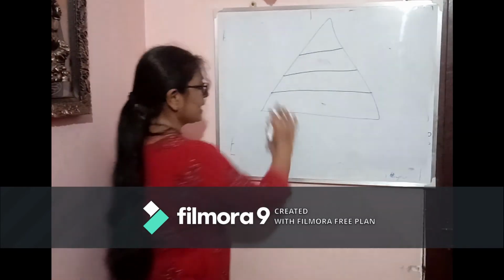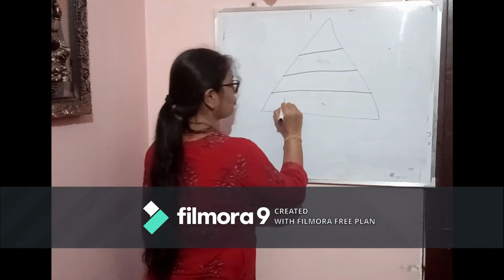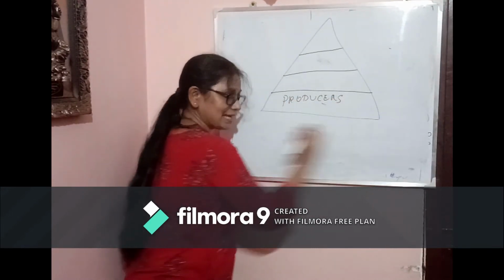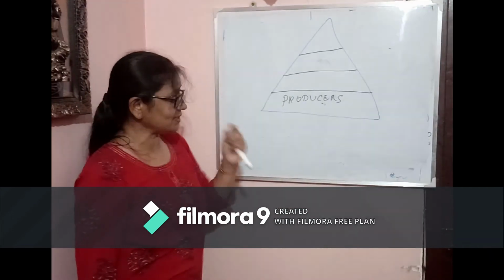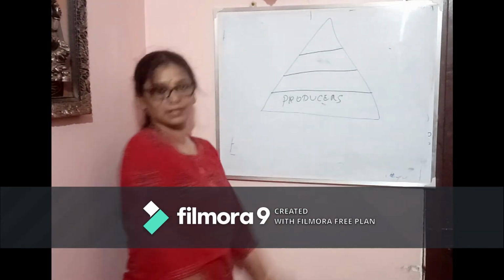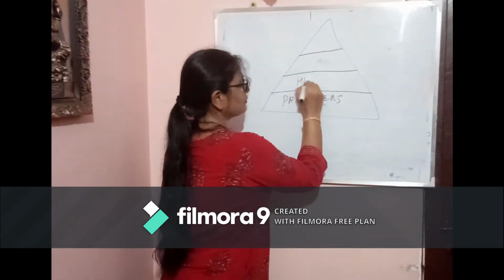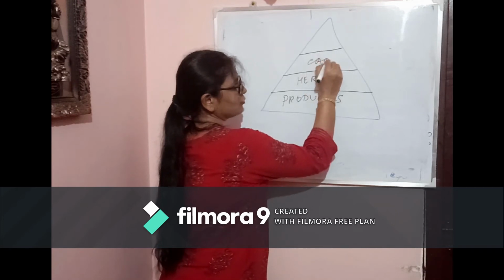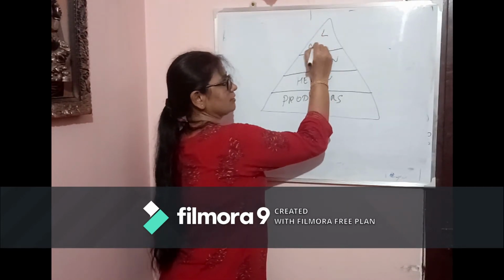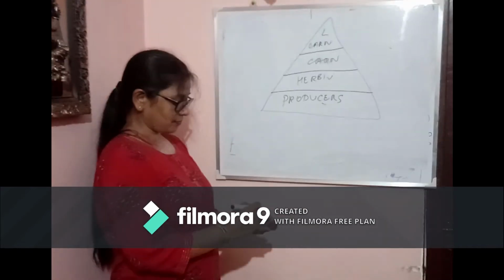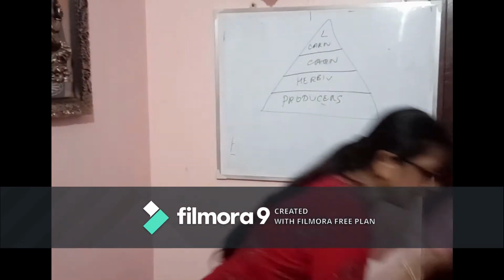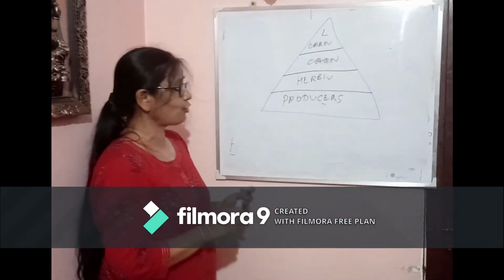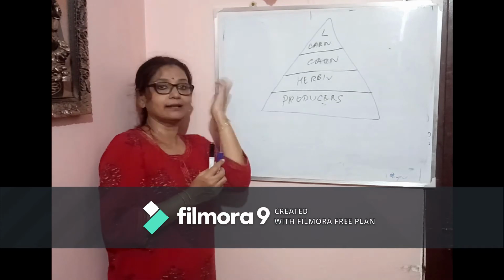What is it? The base of the pyramid forms the producers. All the green plants will come under this base of the pyramid. They will form the base. That means they are the largest in number. Then come the herbivores. Next come the carnivores and the larger carnivores. So you will see that these trophic levels form a certain number in our nature.